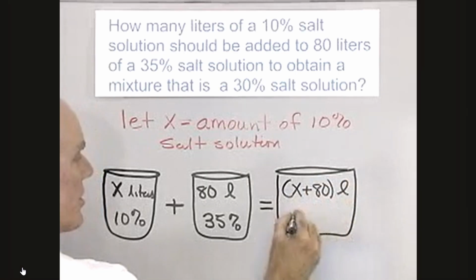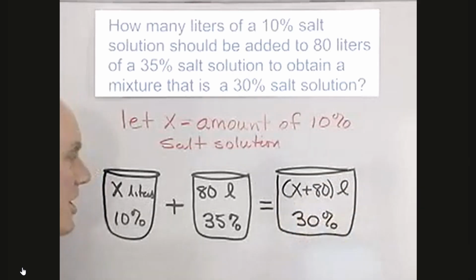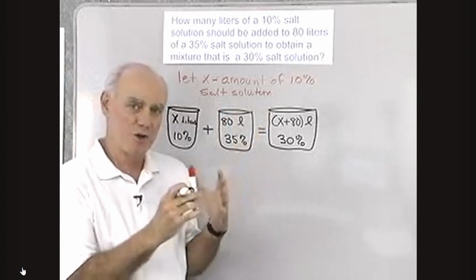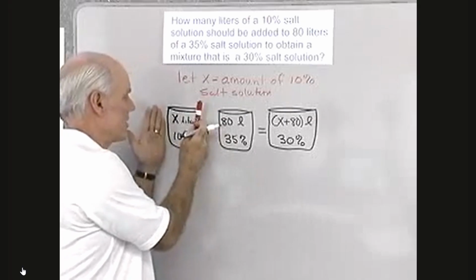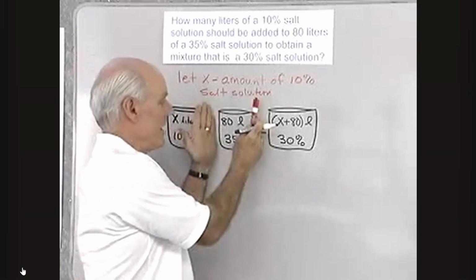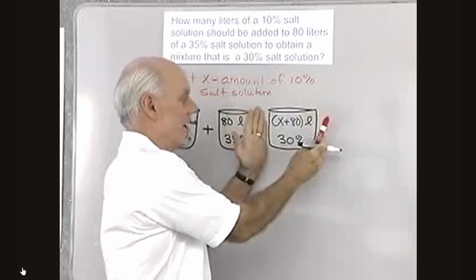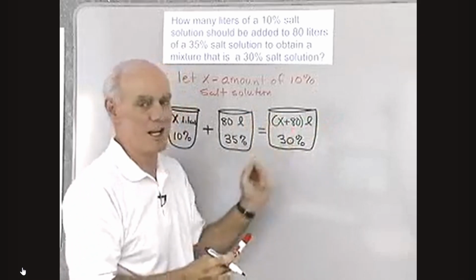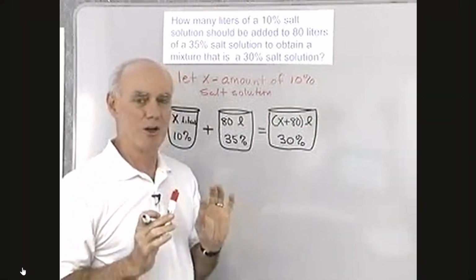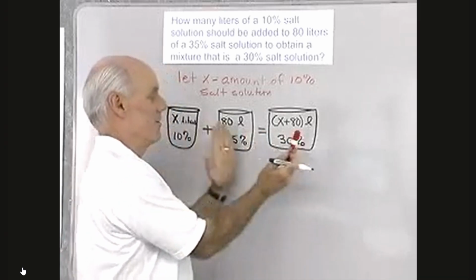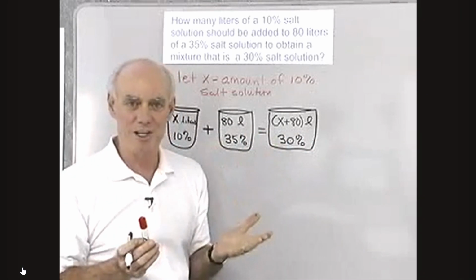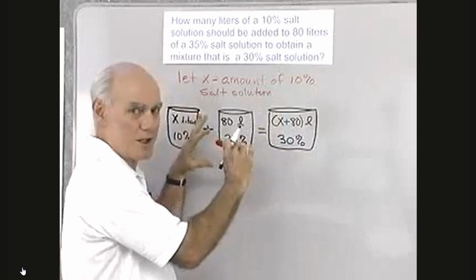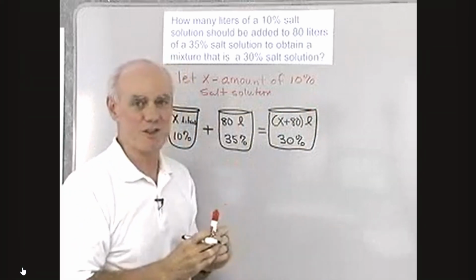And what percent is going to be salt? 30%. Okay, so we're letting x equal the amount of 10% solution, and then I draw a little diagram showing what this problem is all about. I want to take x liters that's 10% salt, add that to 80 liters that's 35% salt, and end up with a solution that's 30% salt, and I know that the number of liters must be x plus 80. So now the way we solve this problem is by looking at the amount of salt on the left side and the amount of salt on the right side, because they have to be equal to each other. Whatever amount of salt is in these two solutions, when we pour them together, that has to end up to be the total amount of salt on the other side.